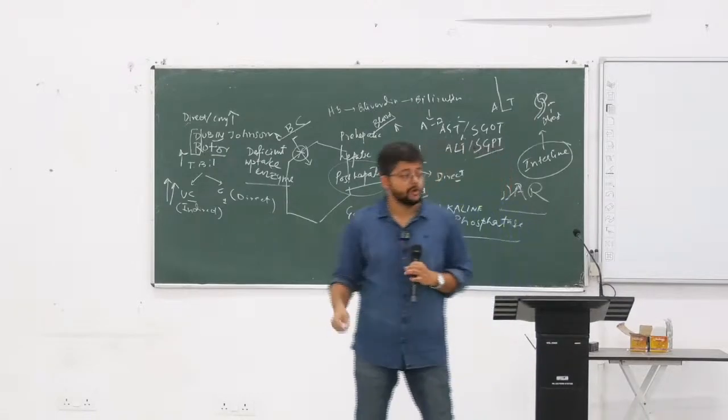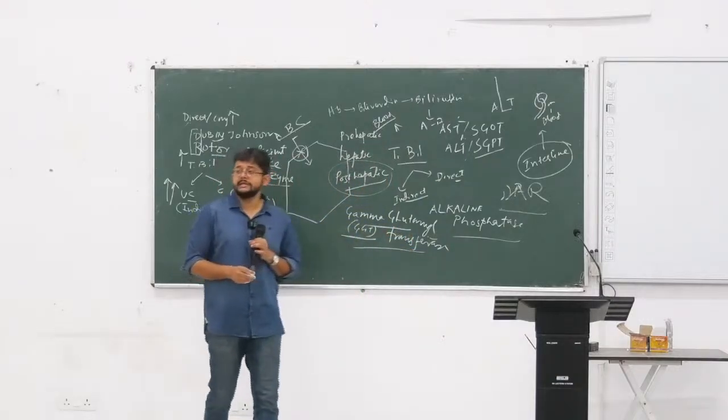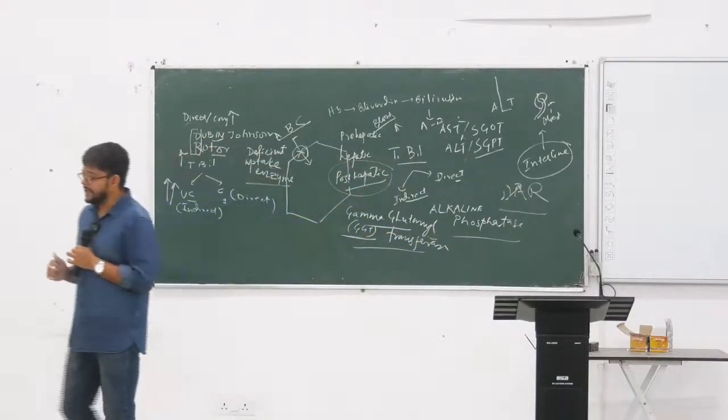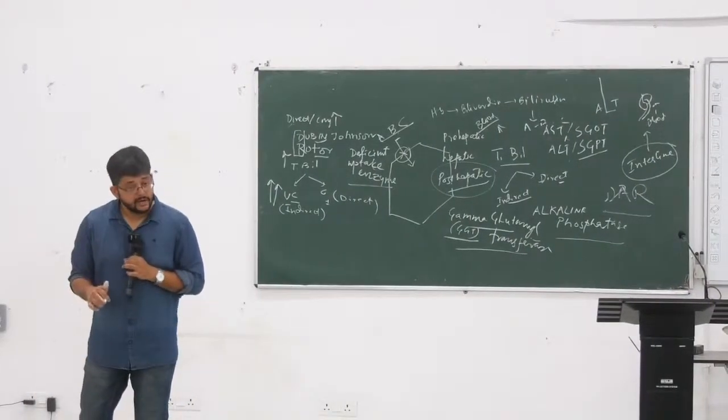Clear. So basically GGT is another enzyme which is increased in case of alcoholic liver disease and also increased in case there is any obstructive pathology. Clear.